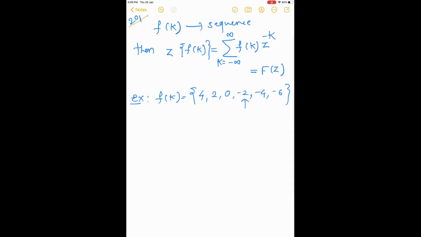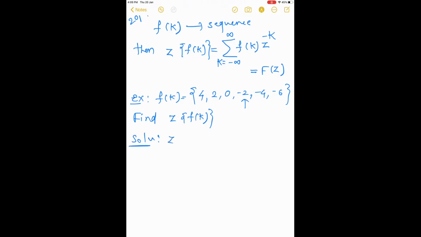So what is the meaning of that? The arrow is indicated at minus 2. That marks the 0th position. Here it is asked to find the Z transform of f of k. It means first of all, you have to put the positions. Positions now you can understand.